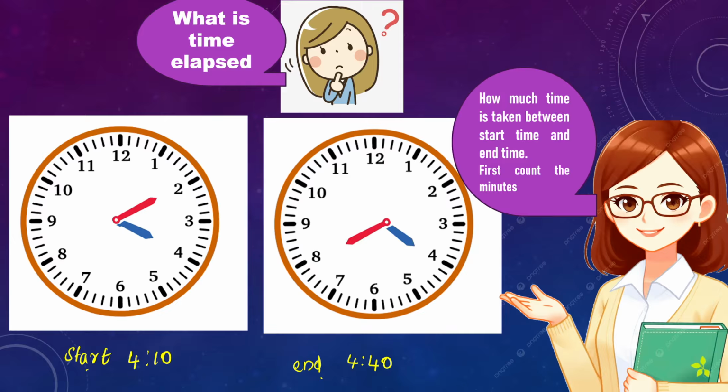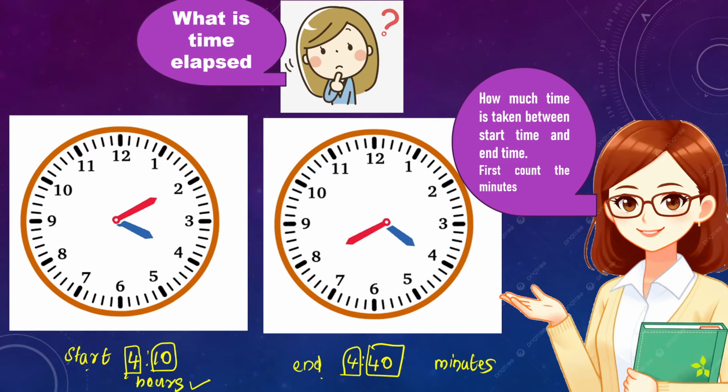So when you look at both the times, both have the same hour. Hours are the same. The only difference is the minutes. So we can count the number of minutes. The reason is that the hours are the same, both the start and end time have 4 hours. So we just count the number of minutes it takes between the start and end time.